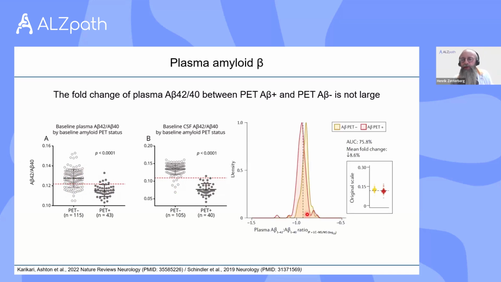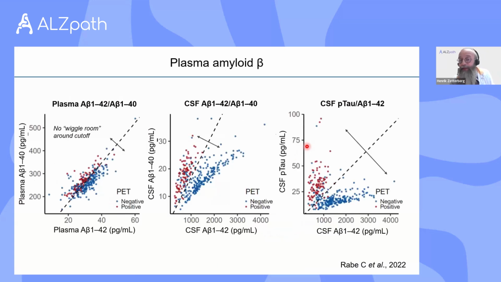And this is another way of looking at it. This is what the populations look like if you plot plasma A beta 42:40 ratios and divide the people into amyloid positive and negative. You see that these two populations are very, very close to each other. So it's a difficult biomarker in blood. This graph illustrates this further. In red you see amyloid PET positive people, and they are having a different ratio than amyloid PET negative people as a group, but there is no wiggle room for the assay.